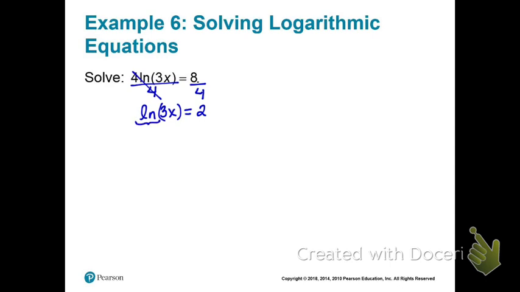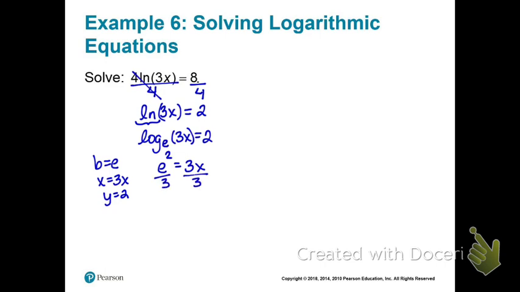Because remember that natural log is just log base e. So I'm going to rewrite this. And now I can see that my base is e, my x is the 3x, and my y is 2. So when I set it up into exponential, I get b to the y equals x. I want to solve for x, so divide by that 3. And so we get e squared divided by 3 equals x. Now we could put that in the calculator and it's going to give us a decimal, but we can leave it as e squared divided by 3 if we want to.